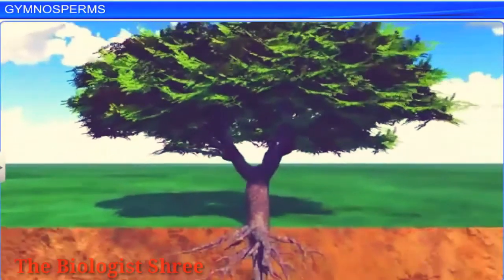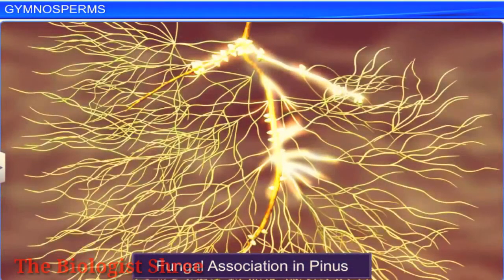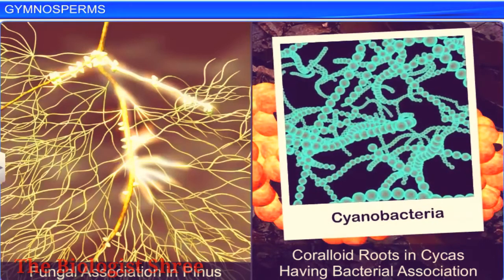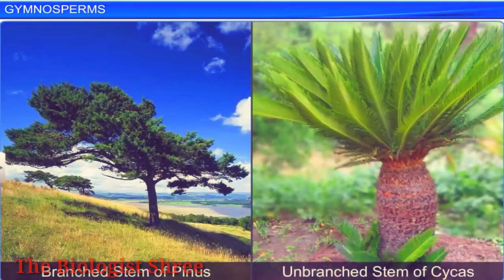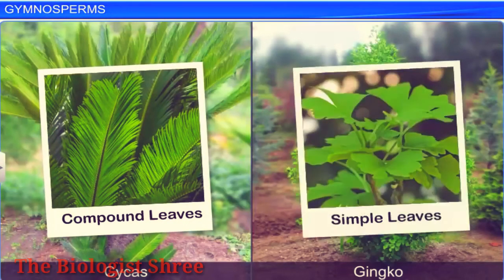If you take a look at the morphology of gymnosperms, you will notice that most of them have taproots. Moreover, in some genera, such as Pinus, the roots have a fungal association in the form of mycorrhiza, while in other genera, such as Cycas, small specialized roots called coralloid roots have an association with N2-fixing cyanobacteria. The stems of a gymnosperm can be branched or unbranched, and the leaves can be compound as in Cycas or simple as in Ginkgo.